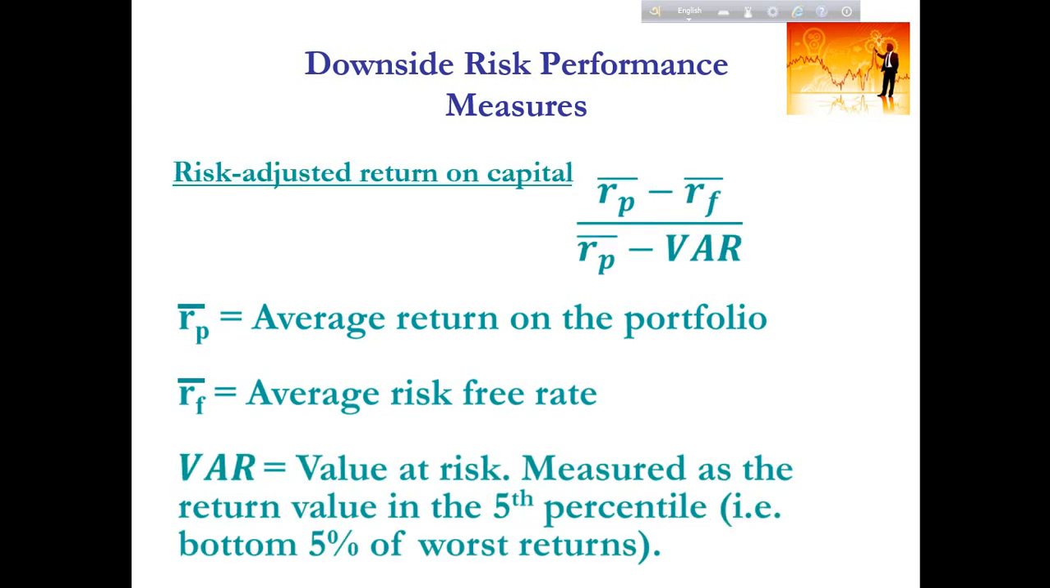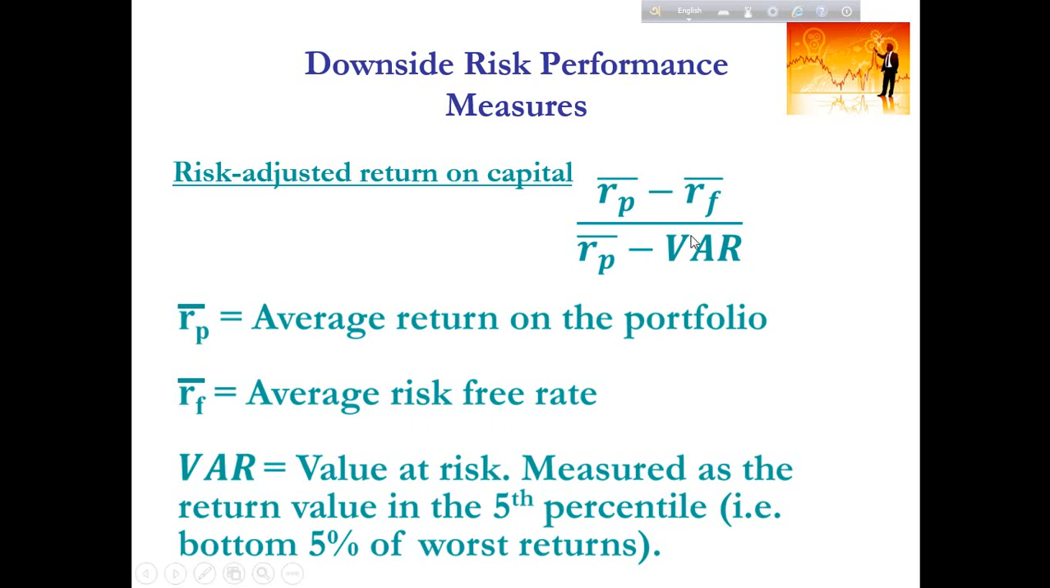An alternative way to look at a measure of downside risk is to look at the value at risk. The value at risk gives us a measure of the observation that we get in the worst n% of occasions. This is a 5% case, which is a return value in the 5th percentile, or the bottom 5% of returns.